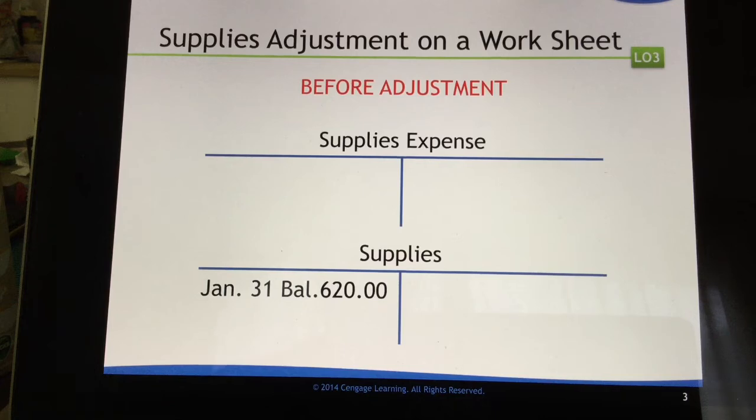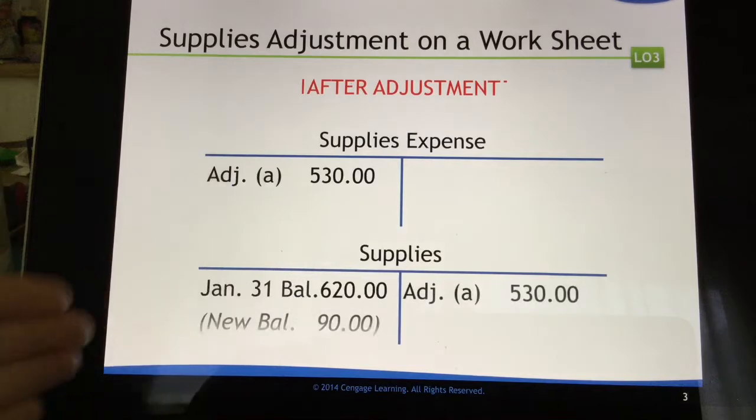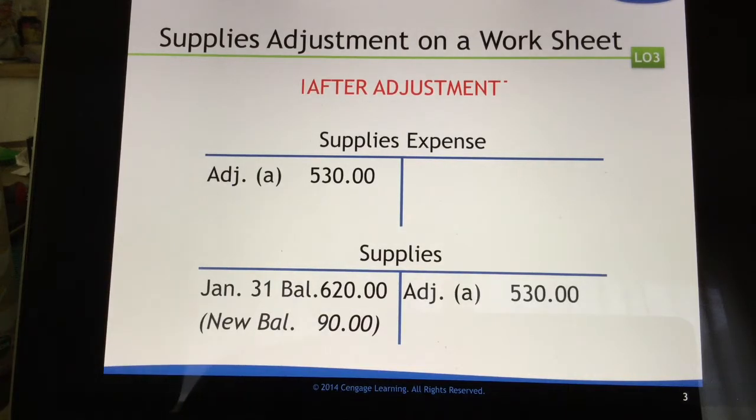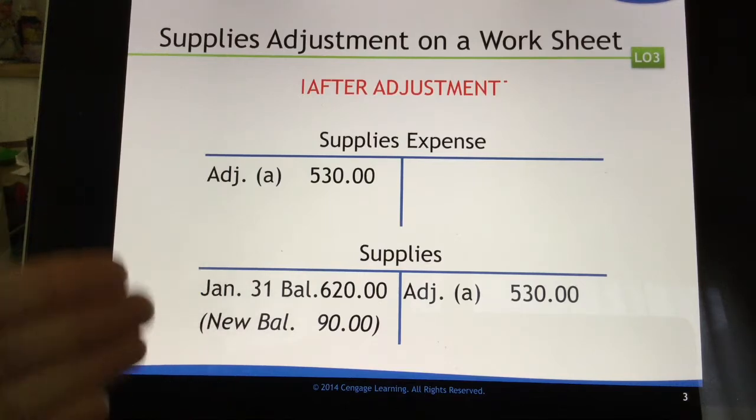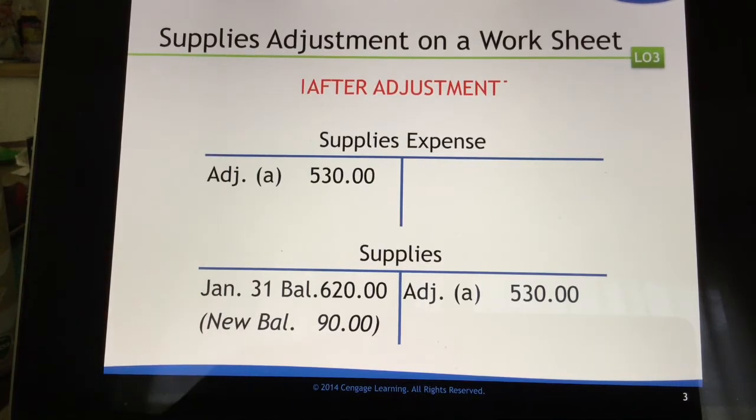So supplies adjustment on a worksheet looks like this. Before the adjustment, on January 31st, we had a balance of $620. After the adjustment, we find that we only have $90. So we've used $530 of our supplies. So supplies is then credited for $530, and the expense of the supplies is debited for $530, so that our new balance for supplies is now $90.